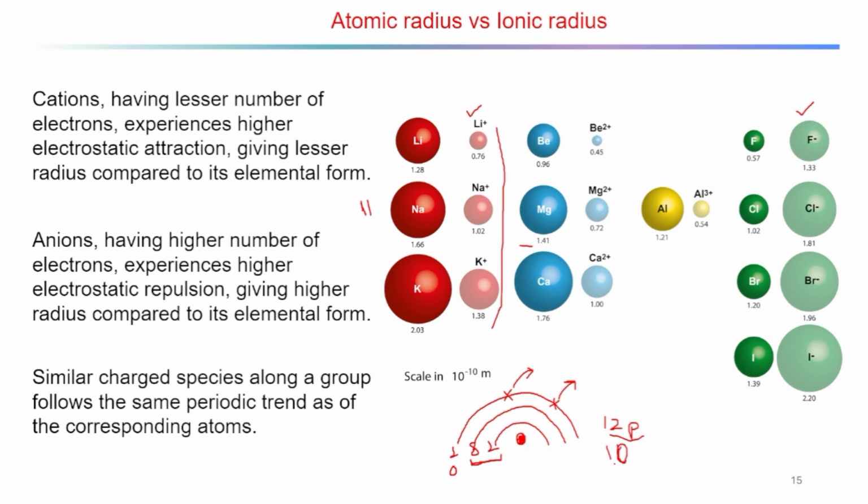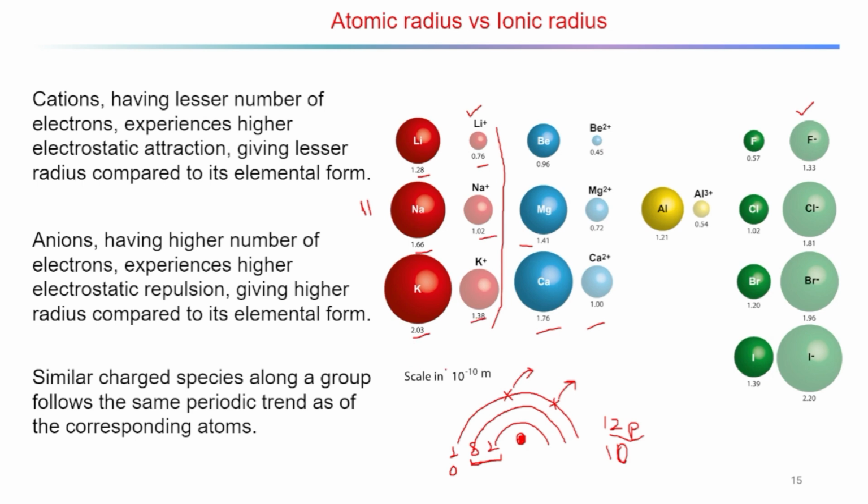So we can see the number of protons is more, the number of electrons is less. So the attraction towards the nucleus for each electron will increase, and that decreases the size. So that's why cations are always smaller in size compared to their elements. You can see in case of lithium, the size is more compared to lithium plus. The sodium size is more compared to sodium plus. Potassium size is more compared to potassium plus.